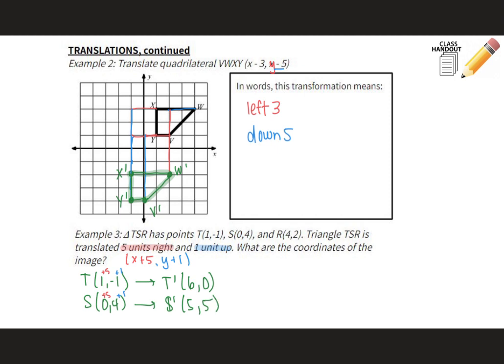And then lastly, for my third point, R, the original point is (4, 2). Using my transformations, I'm going to add 5 to 4 since we're going to the right. So that means R prime is going to be 9, comma, and then we're going to add 1 to 2. 2 plus 1 gives me 3. So R prime is going to be (9, 3).